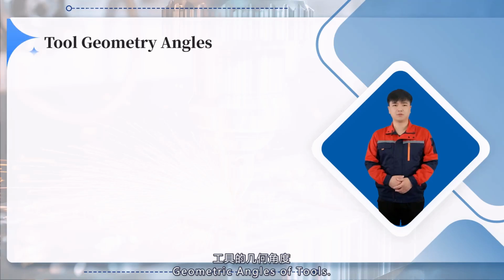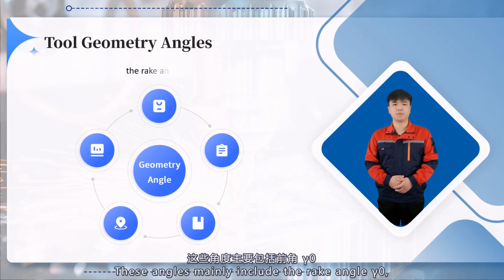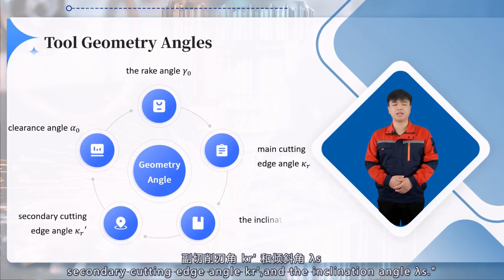Geometric angles of tools. The geometric angles of a tool significantly affect its cutting performance. These angles mainly include the rake angle γ0, clearance angle α0, main cutting edge angle Kr, secondary cutting edge angle Kr', and the inclination angle λs.